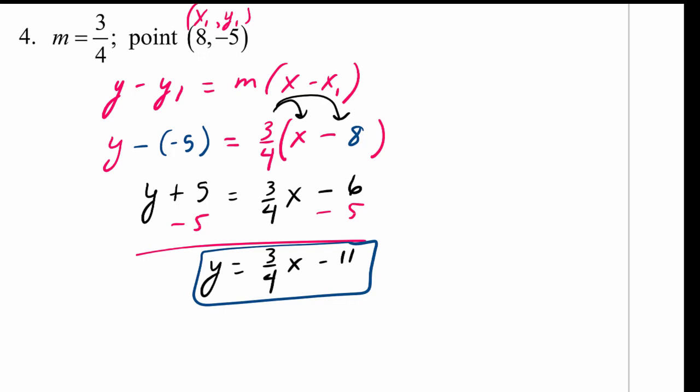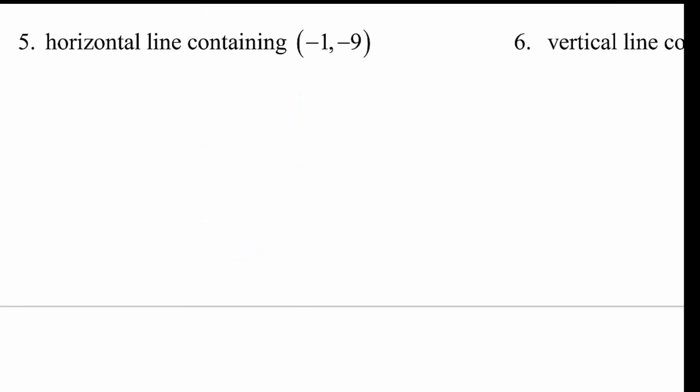The next two are different. So let's go ahead and take a look at them. Okay, now they're wanting us to find an equation of the horizontal line that contains this ordered pair. So x1 and y1 are negative 1, negative 9. What's the slope of a horizontal line? Slope is 0, right? All horizontal lines have slope 0. Have you memorized that yet? Okay, so we're going to use that.